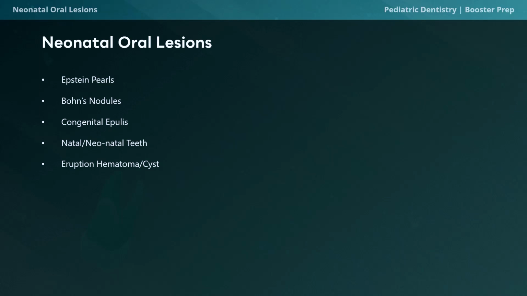During this period and beyond, some unique oral phenomena can occur, including Epstein pearls, Bohn's nodules, congenital epulis, natal and neonatal teeth, and eruption hematomas or cysts.